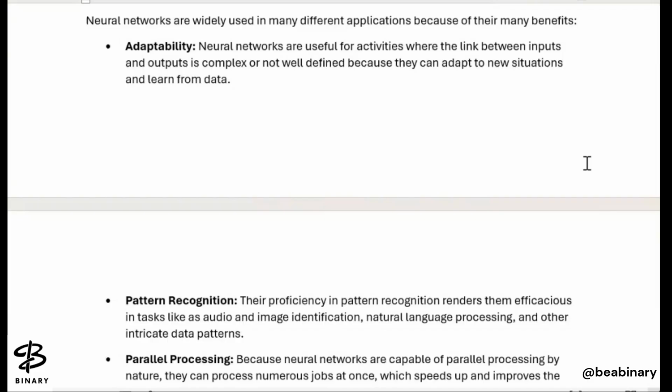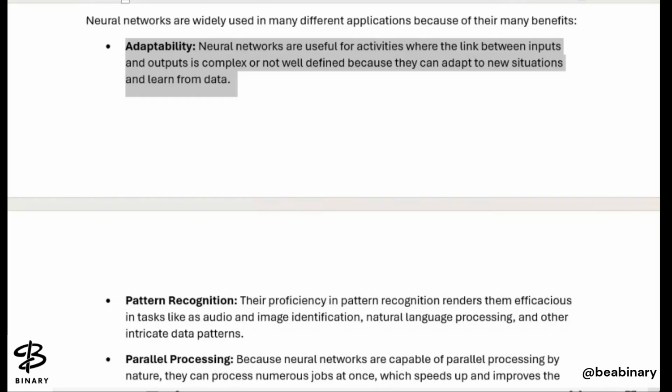So what are neural networks? Neural networks are widely used in different applications because of their main benefits. The link between the inputs and the outputs is very complex and not well defined, because they can adapt to new situations and learn from the data, right? Because in neural networks, we are talking about mimicking human behavior. And as humans learn in new situations with the help of their own experience and learn from the data which is present in the environment.